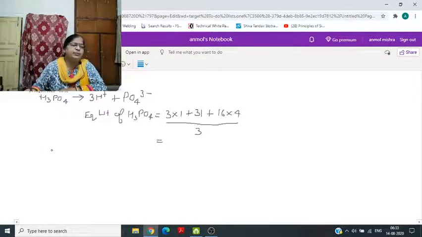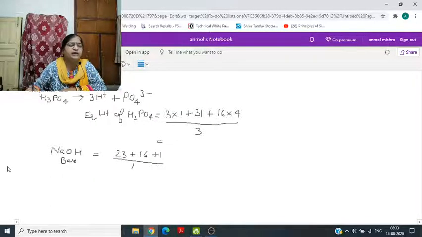Similarly, if we take a base, NaOH, it is a base. So again molecular weight by acidity of base. So it is the molecular weight 23 plus 16 plus 1 divided by 1. Why? Because only one OH ion is present in one formula unit.